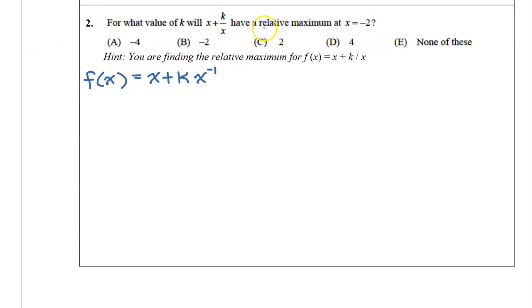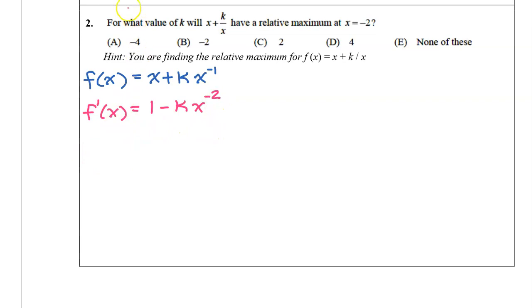A function can only have a relative maximum when the first derivative is either equal to 0 or undefined. So we need to find the first derivative and check it out. The derivative of x is 1. And then using the power rule, I'm going to multiply negative 1 times k and make this negative k. And reducing this power by 1 gives me negative 2.